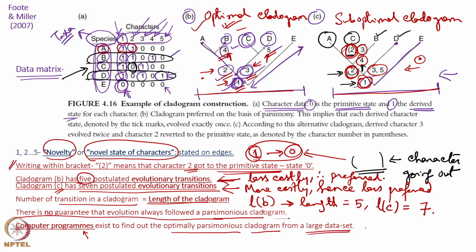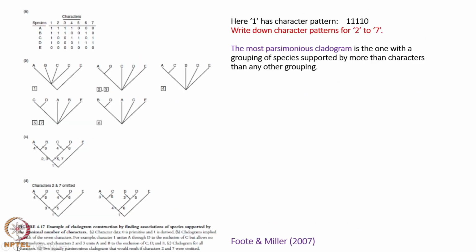Here we are doing a simple exercise with minimum number of taxa and minimum number of edges in the cladogram just to understand, but when the data set is large, there are computer programs available to work. Let us take another example. Now, we are increasing the number of characters, 7 characters, and the number of species are 5.